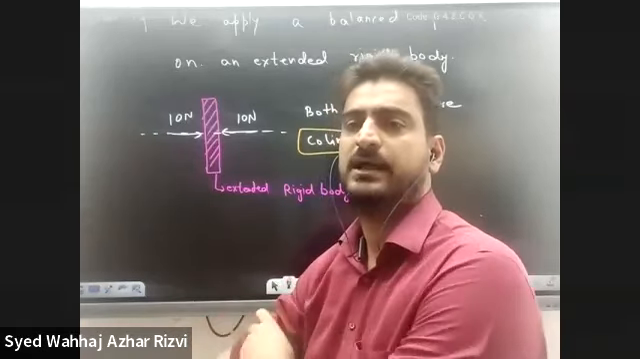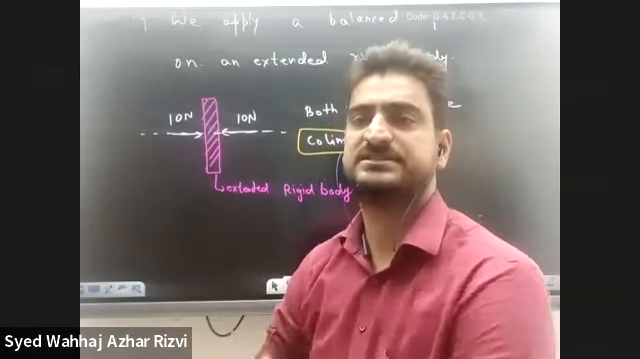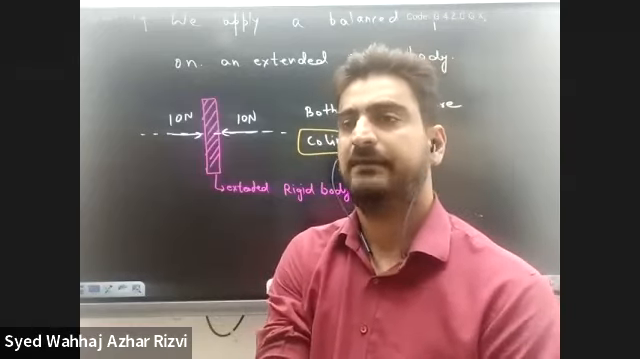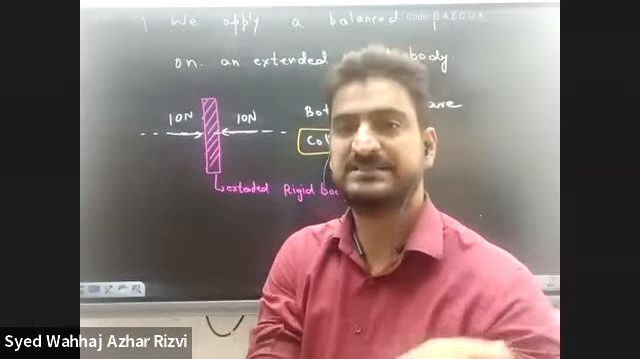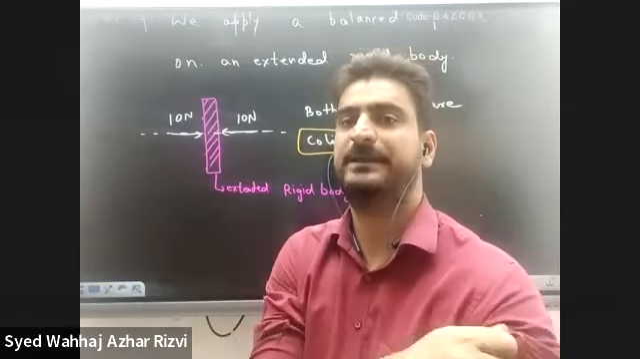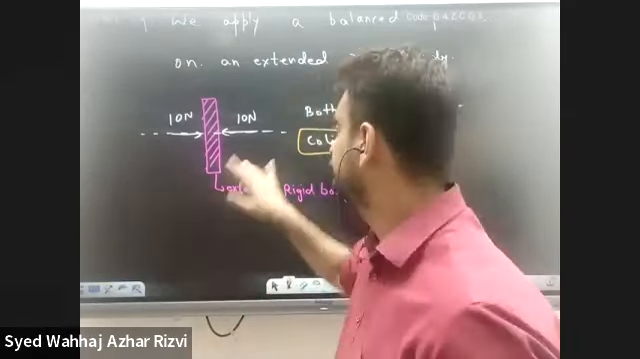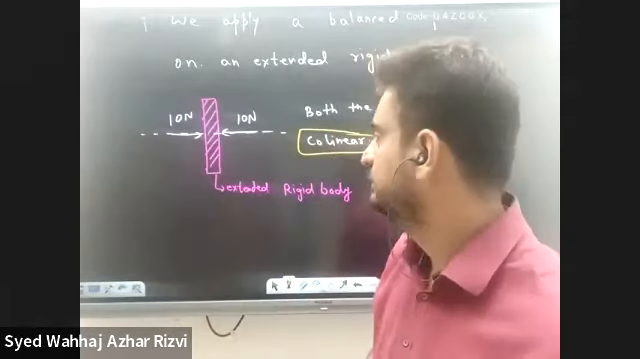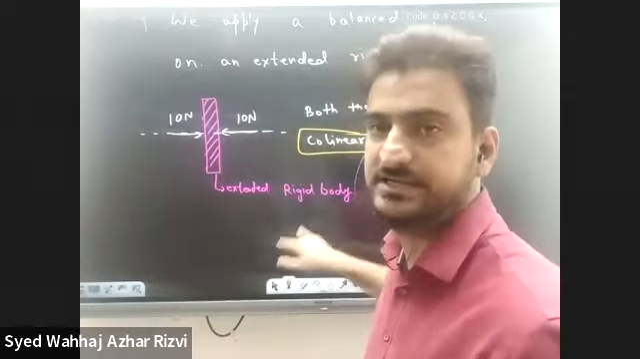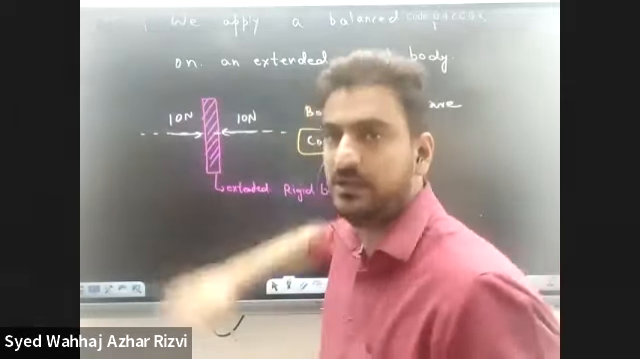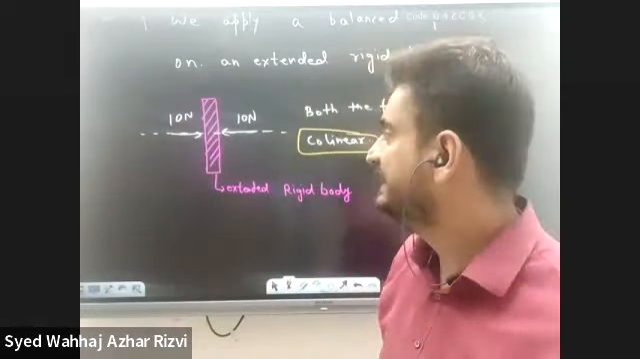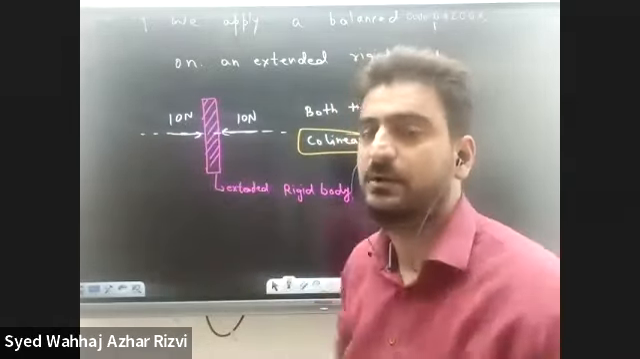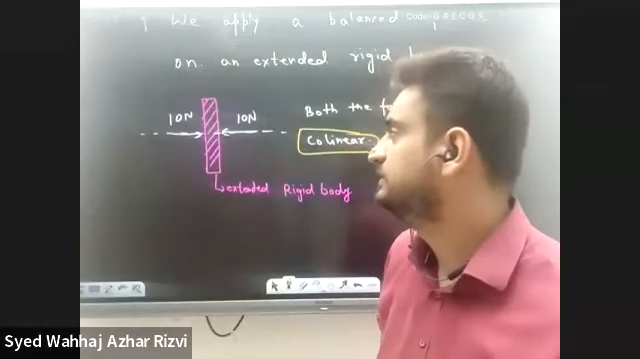Tell me what would have happened with this body if it had been a flexible body, not a rigid body. These two forces, what effect would they have on this block? If it was extended, a big block, but not rigid, then these two 10 Newton forces, which are equal and opposite to each other, what would they have done to this?